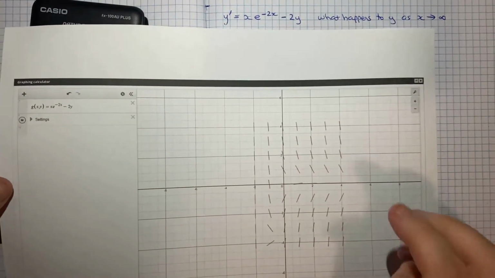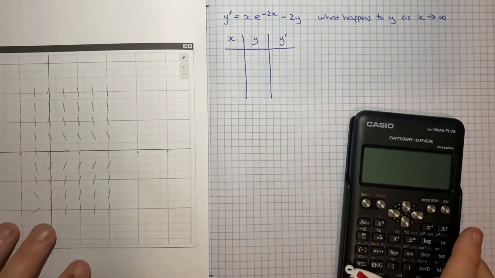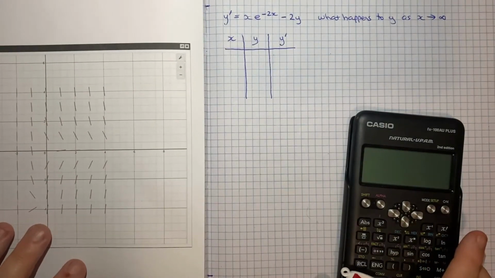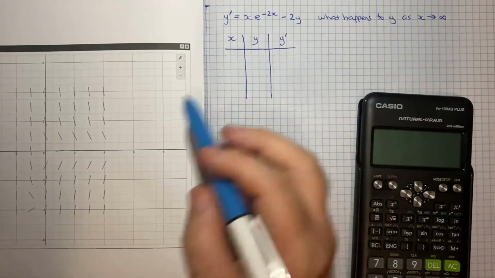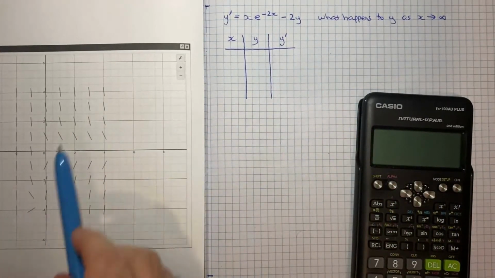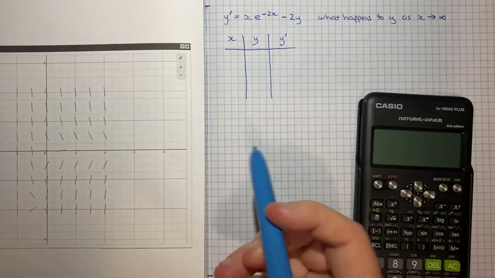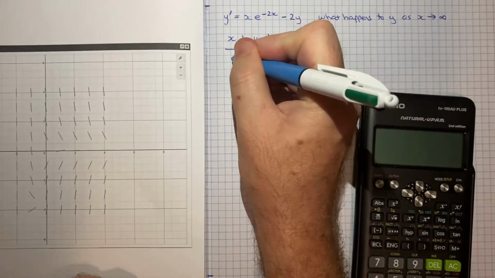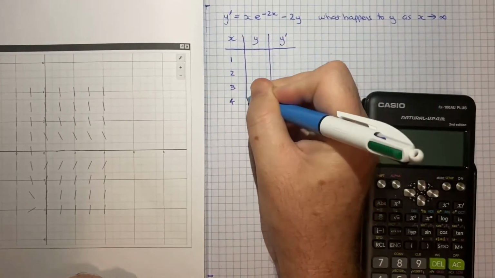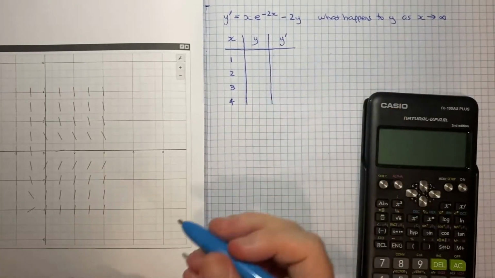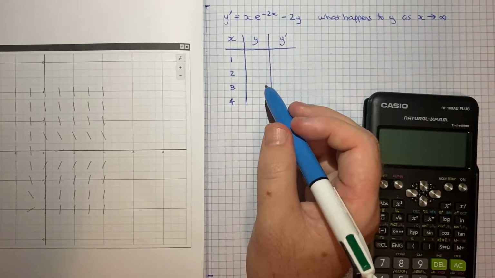So I'll leave this here so we can see it off to the side, and I might pick some points. So maybe we'll pick some x values. We're really concerned with x going to infinity, so positive values of x. So maybe I'll just say, well, let's look at x is 1, 2, 3, and 4. Maybe that's 4 points should be enough to get the gist of what to do.